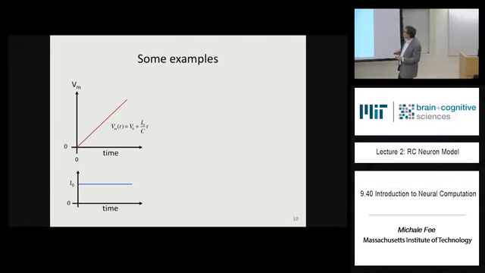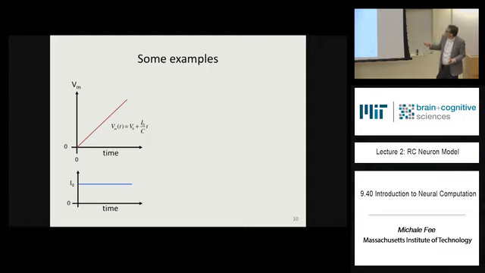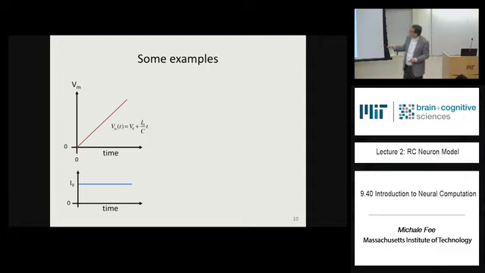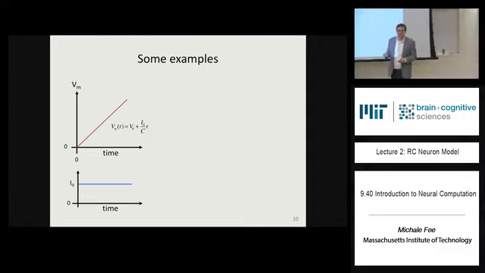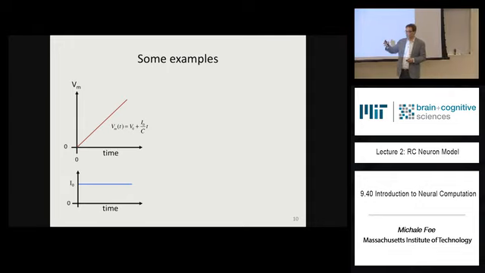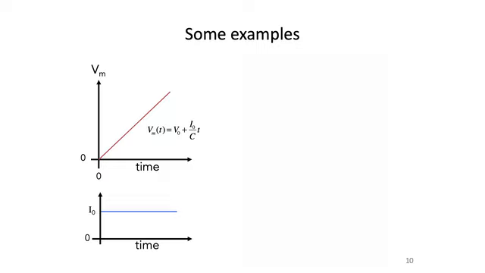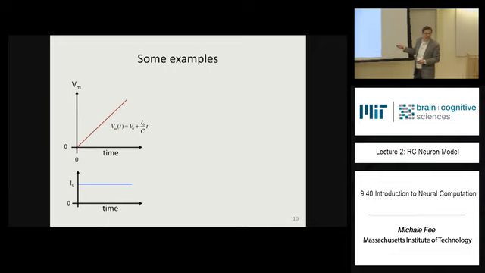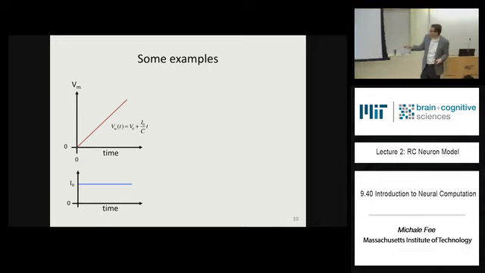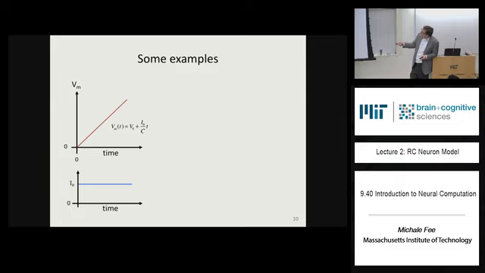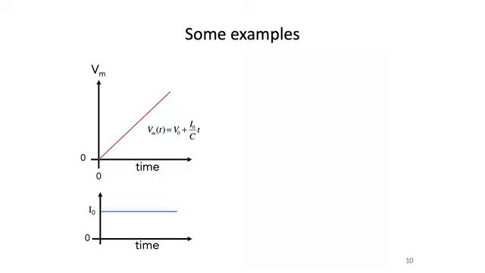Okay, there we go. So what is the integral of a constant? It's just some constant times time, right? So our voltage is just some initial voltage plus the injected current over C times time. And so you can see where this comes from. When you turn the current on, the voltage just increases linearly over time with a slope that's given by the current divided by the capacitance, okay?